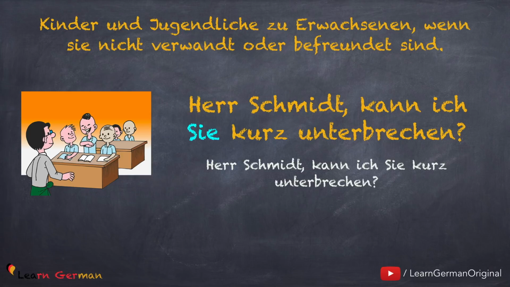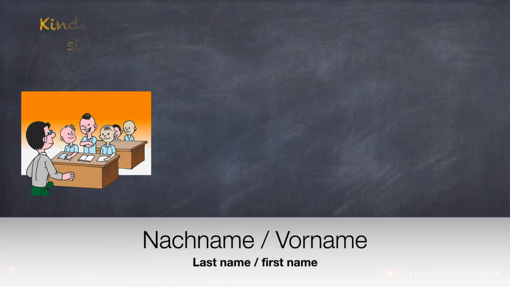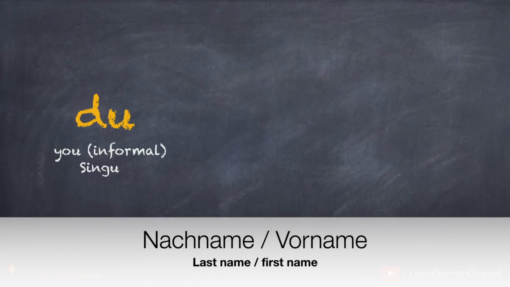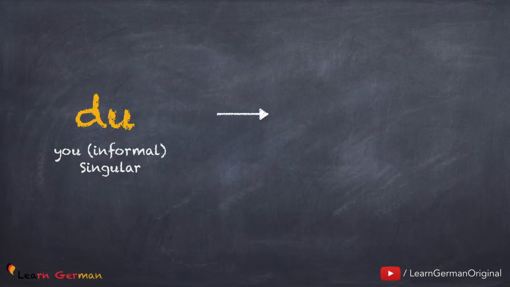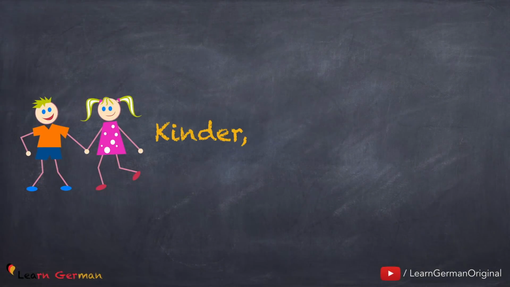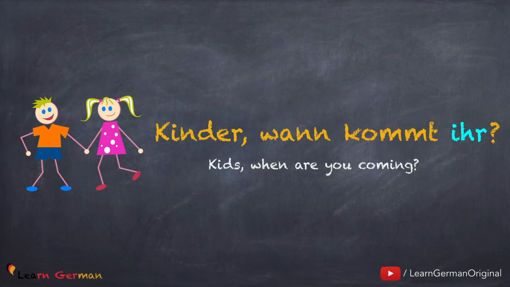In formal situations, you should address the person with their Nachname and in informal situations with the Vorname. The rules we just did also apply to the plural forms of the pronouns. The plural pronoun for du is ihr. Kinder, wann kommt ihr?